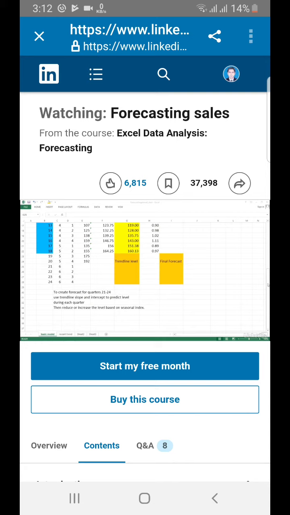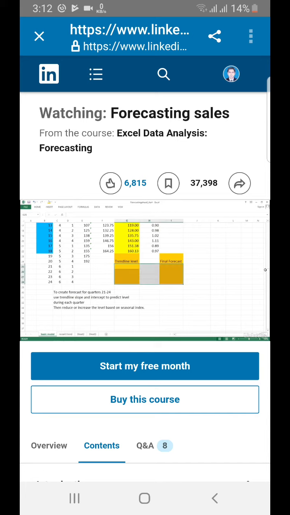So we'll take that intercept and slope, we'll put in x equals 21, x equals 22, x equals 23, and x equals 24 in the slope. That gives us a prediction for the level of the series. And then we'll look up the seasonal index and adjust the level by the seasonal index. For instance, if the seasonal index was 2, you would double the level to get your final forecast. If the seasonal index was 0.5, you would multiply the level by 0.5 to get your final forecast. So let's show you how to do this.